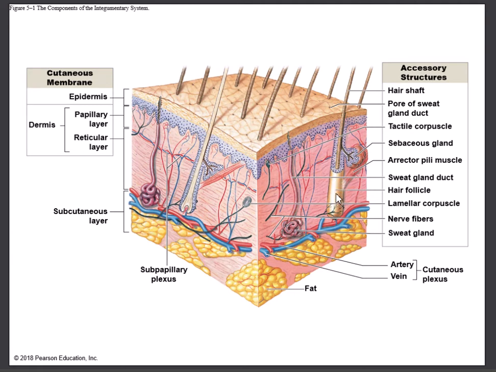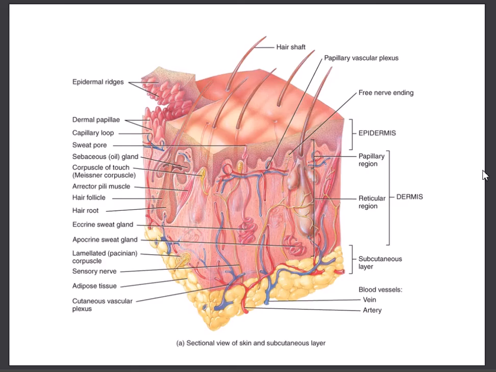So it lives in the dermis, but then the hair, you can see the hair right here, penetrates through the epidermis and then out to the surface of the skin. Same thing in the Tortora book. Here's the hair follicle here, and then you can see the actual hair penetrating up through the epidermis.